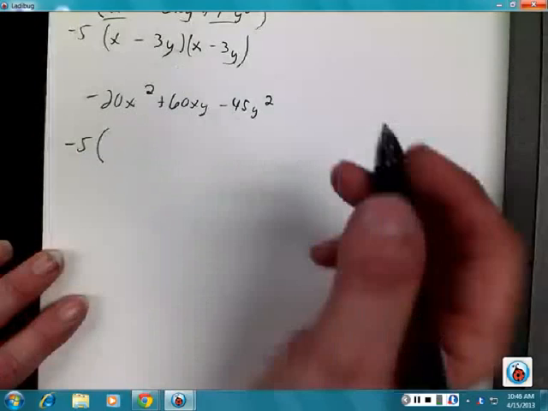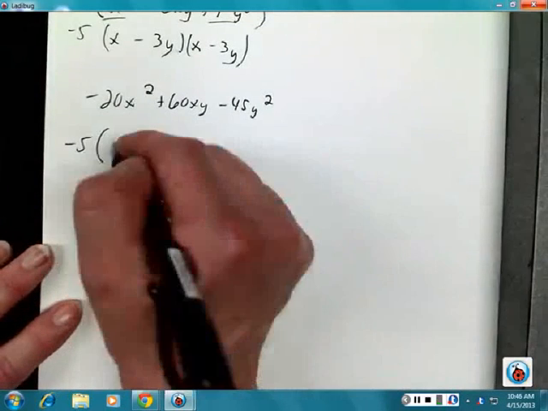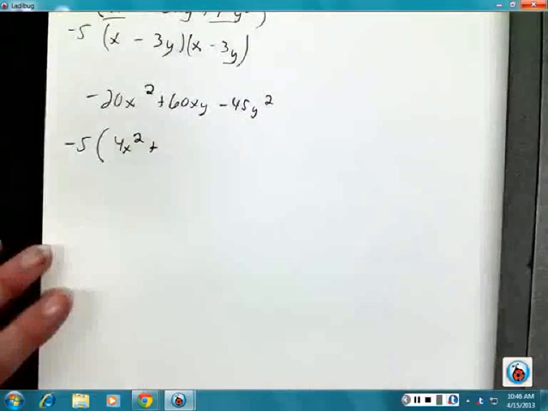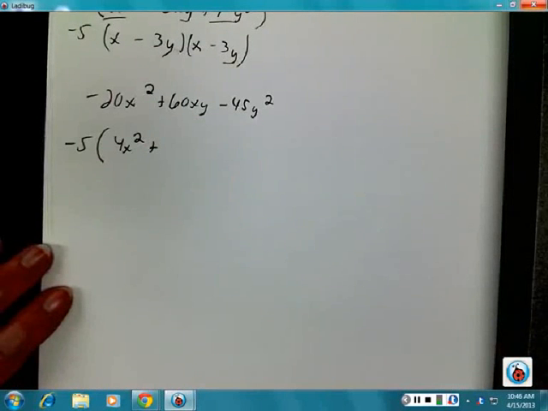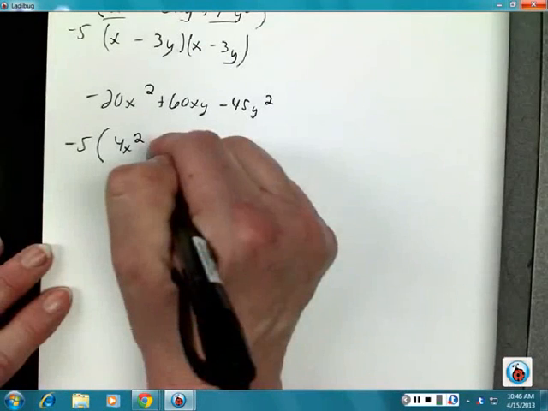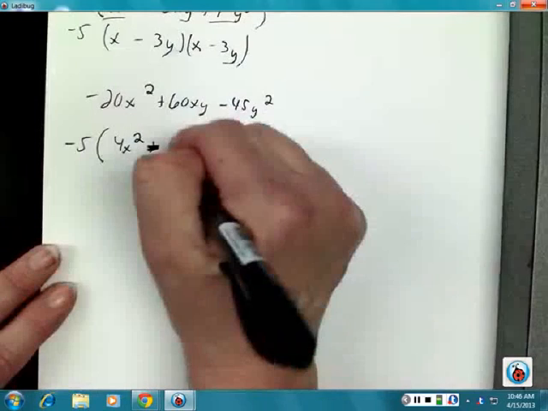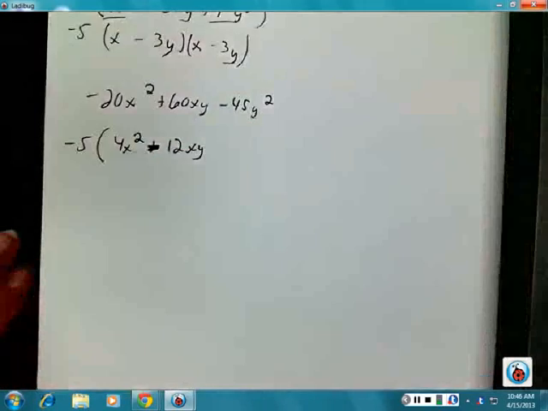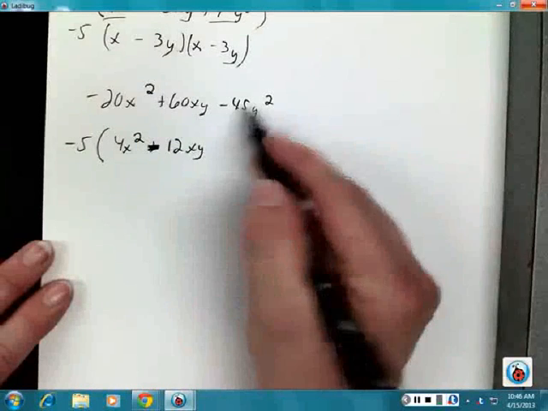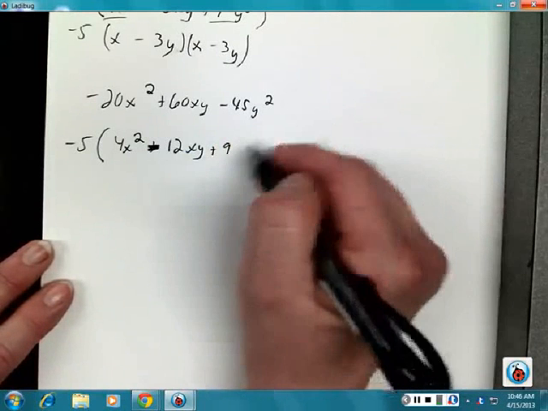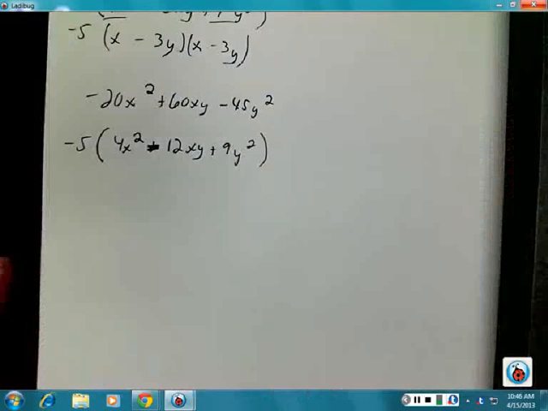Okay, so then you get positive 4x squared plus. Will it be a plus or a minus? No, minus, because we're doing a negative 5. What's a negative 5 out of 60? 12xy. And then that's when it turns to an addition, plus 9, with the y squared with it, right? Because that didn't factor out.